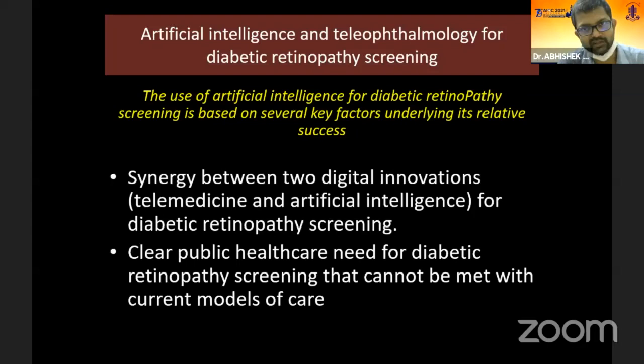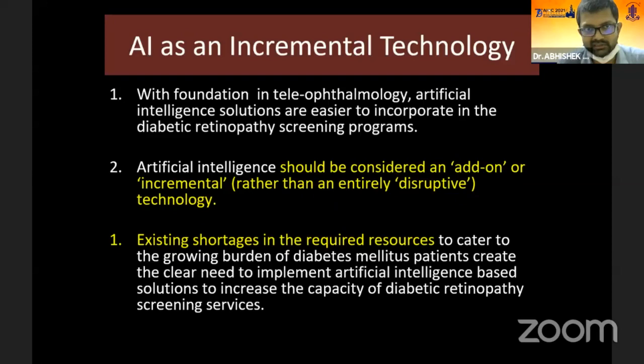The use of artificial intelligence for diabetic retinopathy screening is based on several key factors underlying its relative success. There is already a synergy between two digital innovations: telemedicine and artificial intelligence for diabetic retinopathy screening. And there is obviously a clear public healthcare need for diabetic retinopathy screening that cannot be met with current models of care. And we should see AI as an incremental technology and not as a disruptive technology.